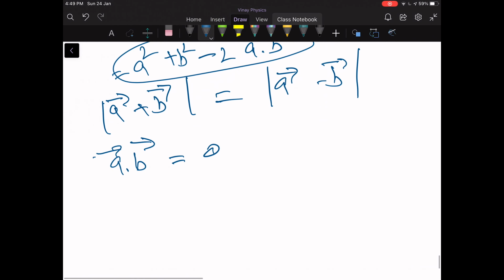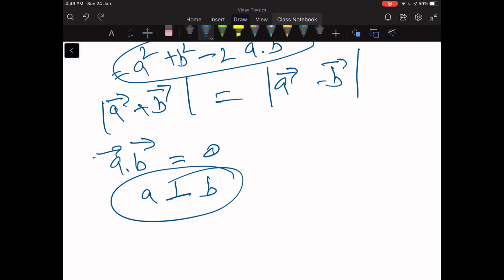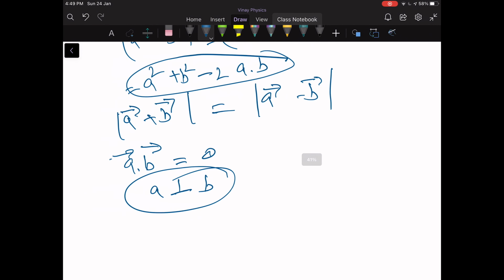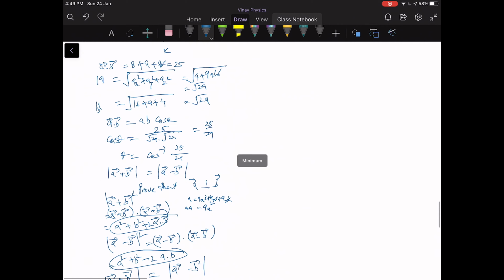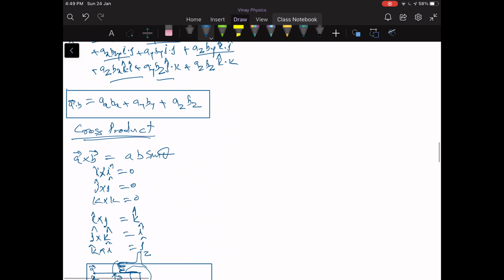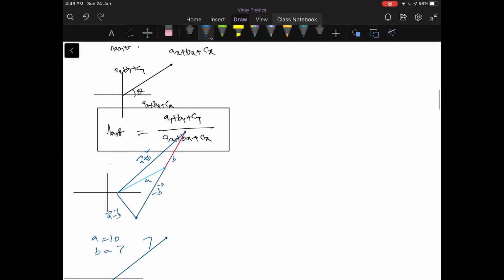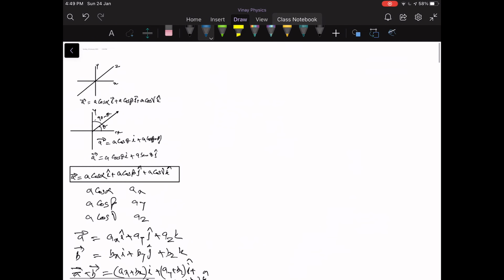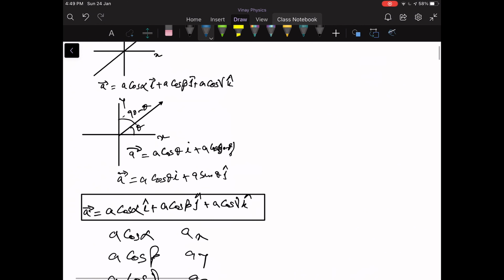And if A dot B is equal to 0, we know that A has to be perpendicular to B. So, this is one way we can prove it. So, I think I am going to stop here. This is the end of everything about vectors, and in the next video we will continue with the next bit. Thank you.